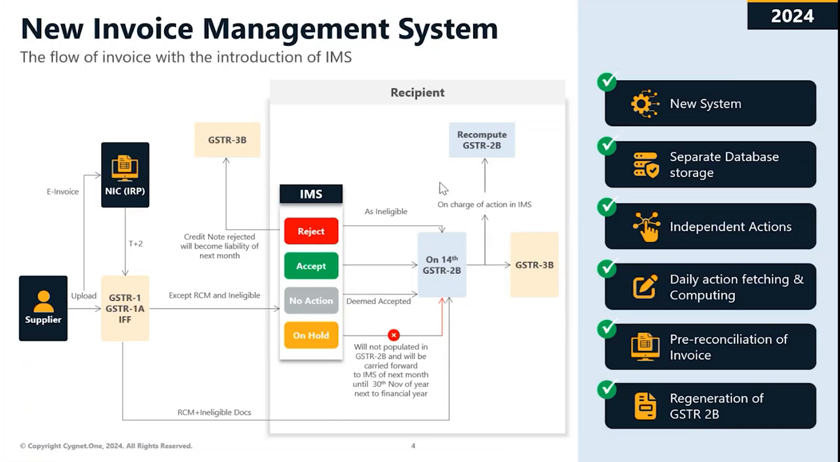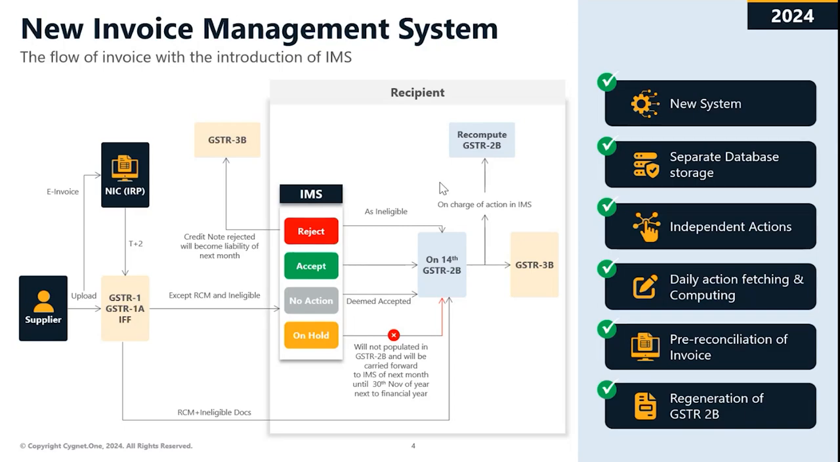When you reject a document, it will be removed from your IMS module and will not be part of your 2B. In this scenario, anything which you accept, or the documents on which you take none of the three actions, will be moved to your GSTR 2B on the 14th. The 2B will be generated on the 14th by default, even if you take an action on it or do not take an action on it.